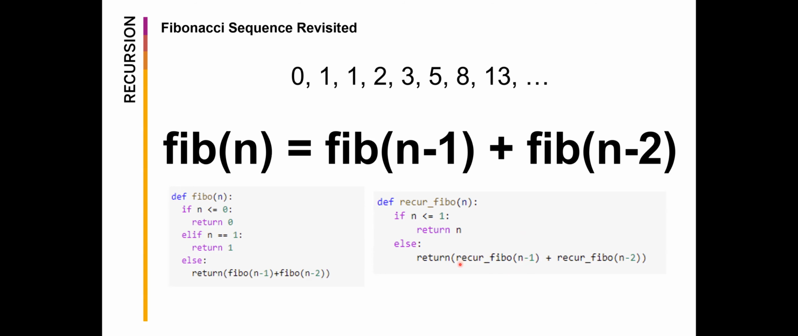If we want to see the fifth element, you just run Fibo 5 or recur Fibo 5. If you want to know the eighth element, just run Fibo 8 or recur Fibo 8. So you can actually try this out on your computers.